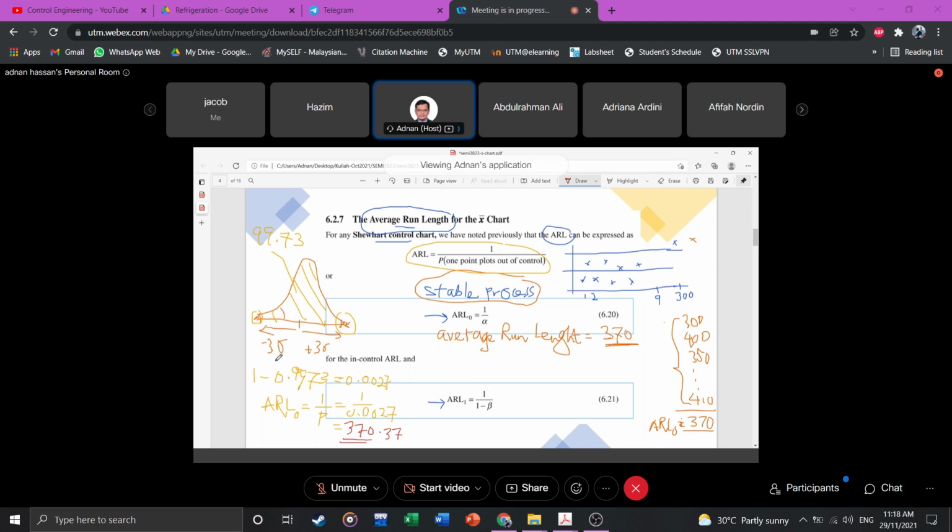So 370 is the false alarm rate. On average, if we run a stable process, there will be 1 false alarm every 370 points. The process has no problem, but the control chart shows 1 point outside. Understand? The concept of performance measure for a control chart is based on ARL.